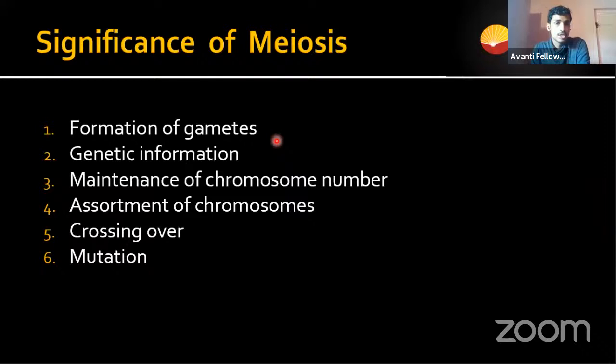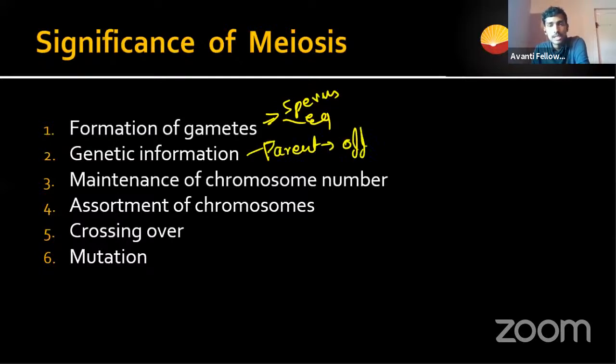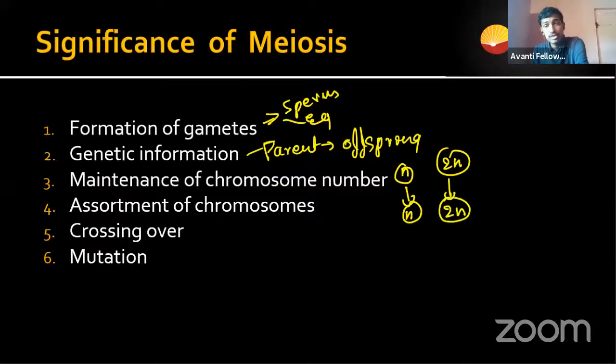So what is the significance of meiosis? Most important is the formation of the gametes. They will produce the sperm and the egg, right? That's the very important one. And they carry the genetic information from parents to the offspring, and they maintain the chromosome number. That means n to n or 2n to 2n, right? I think you understand how it's n to n and 2n to 2n. If you don't understand, go to the first slide where we discussed the different types of meiosis.